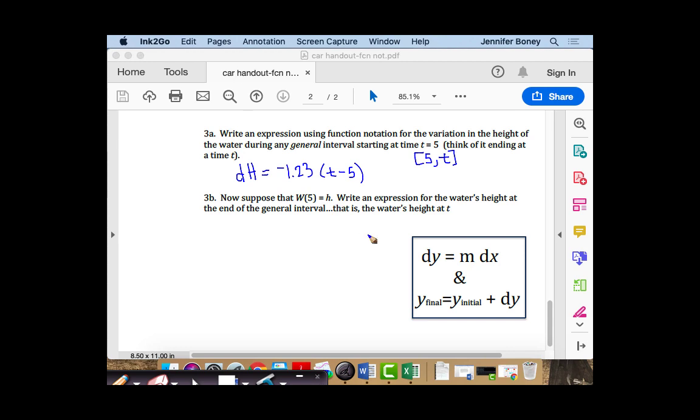Oh, question, sorry. Oh, yeah, sorry, I didn't write the function notation version. So any thoughts? How could I write the function notation version of this expression? Yeah, w of t minus w of 5, the height of the water at whatever time t, minus the height of the water at time 5. That would give me the variation in the height of the water during that time interval. Thank you, sorry I skipped that.